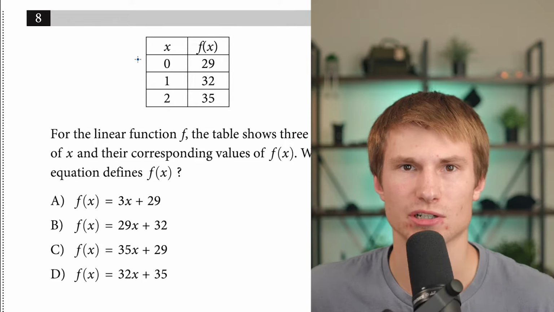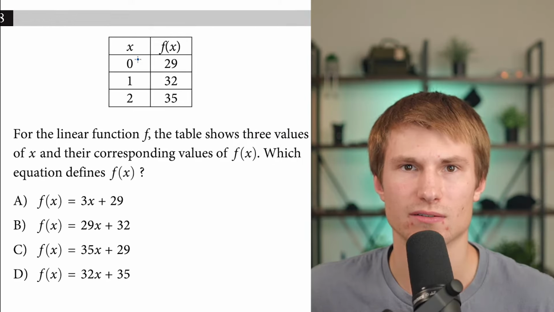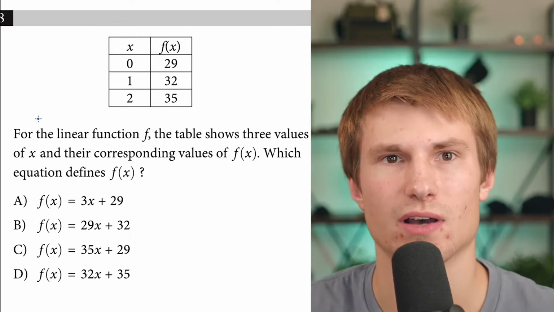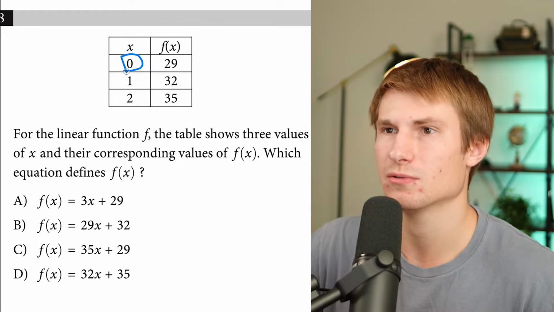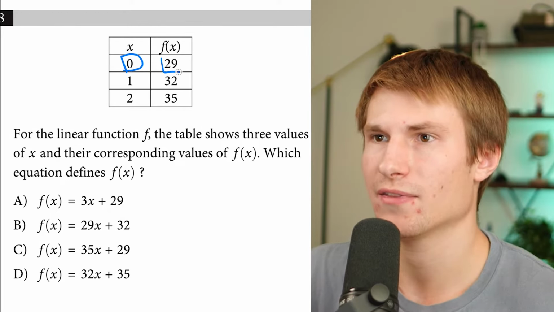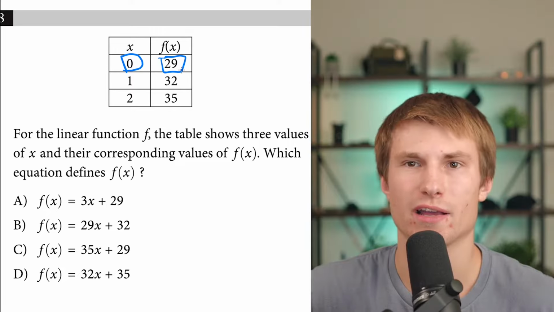We got a linear function f. The table shows 3 values of x and their corresponding values of f of x. Which equation defines f of x? Okay, first thing that jumps out to me is that we have a 0 for x, and at that point, f of x is 29. So that means we have a y-intercept of 29.